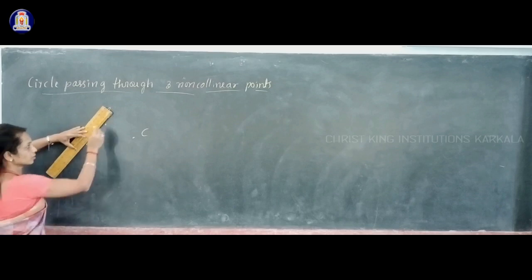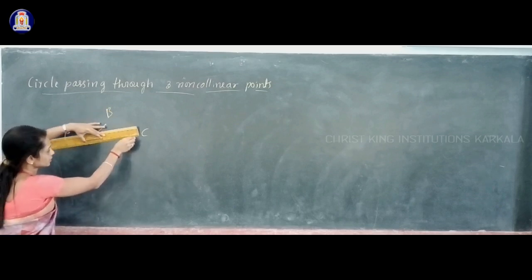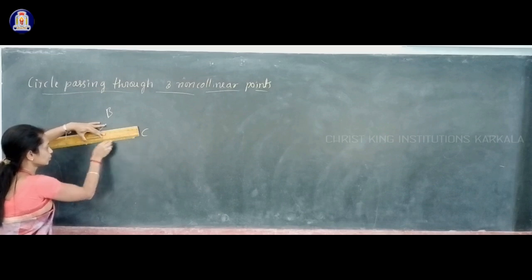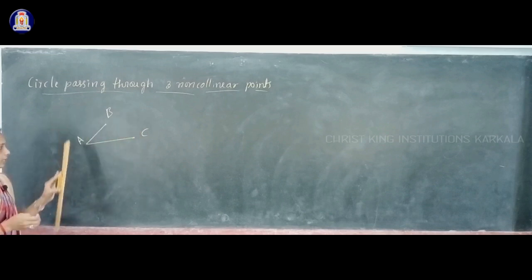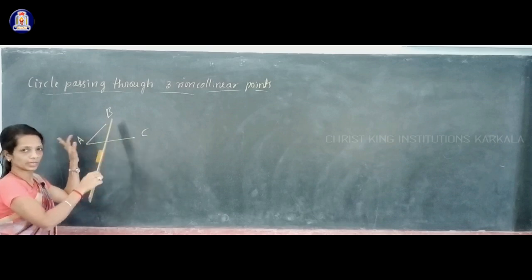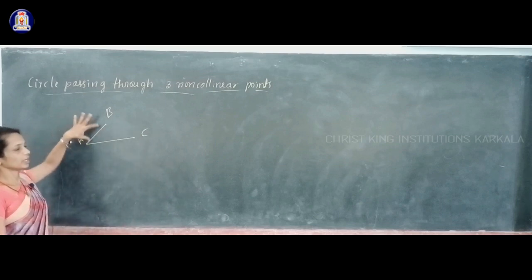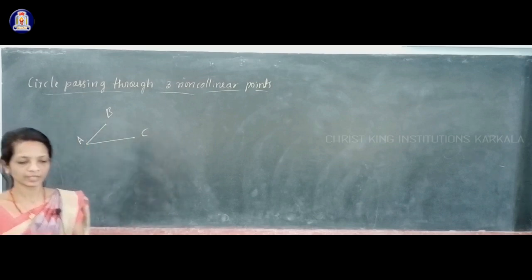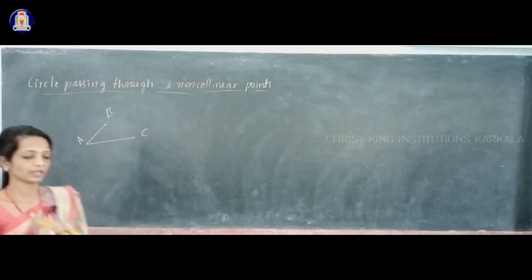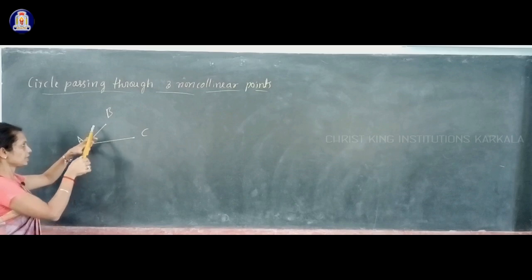To draw that, first you have to join AB and AC. Any two lines you have to draw like this. Either you can join AB and AC, or you can join AB and BC. You have to get two lines like this. After that, take your compass. In the compass, you have to take the AB length.